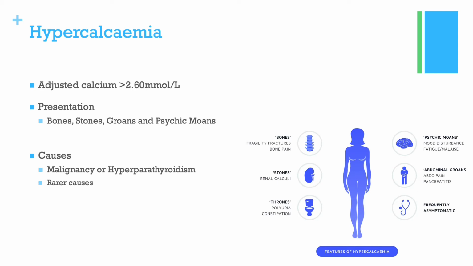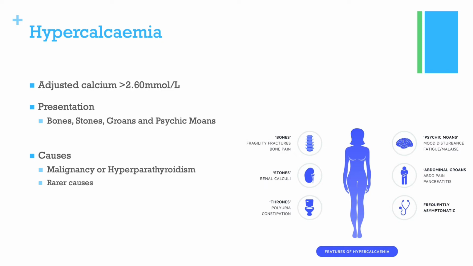So what happens when all of these delicate mechanisms go wrong? We'll start with hypercalcemia, so that's when the calcium is too high, and we generally diagnose hypercalcemia in somebody with an adjusted calcium level of above 2.6 millimoles per litre.